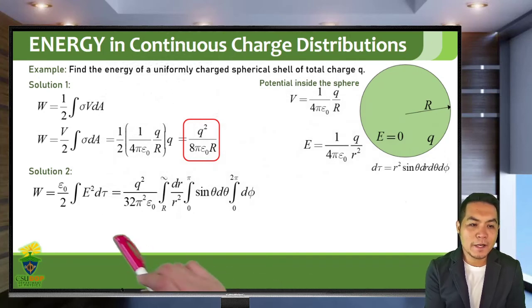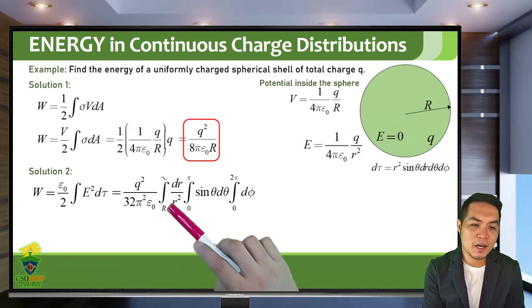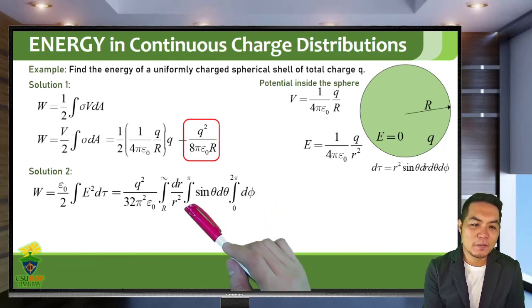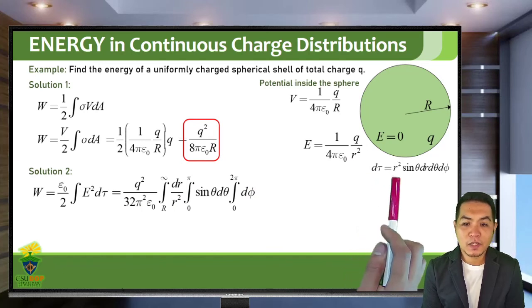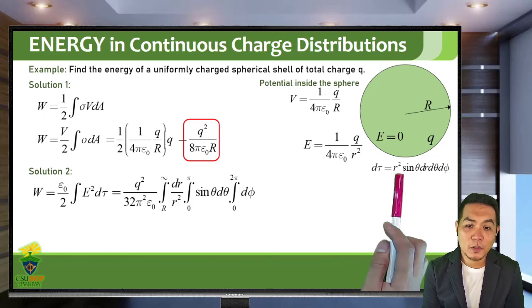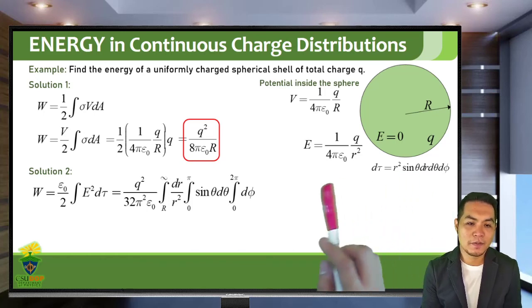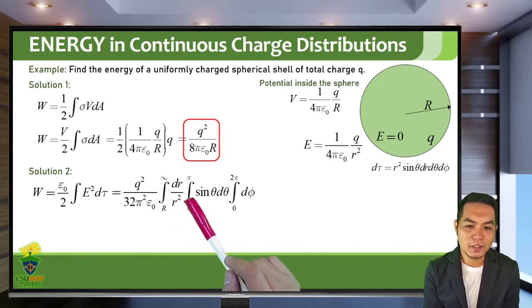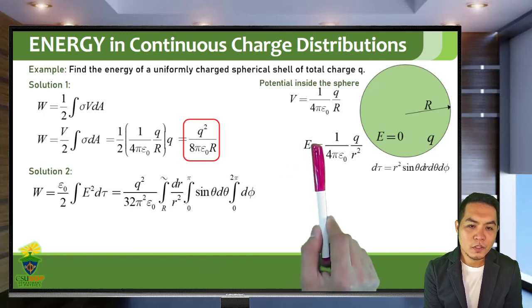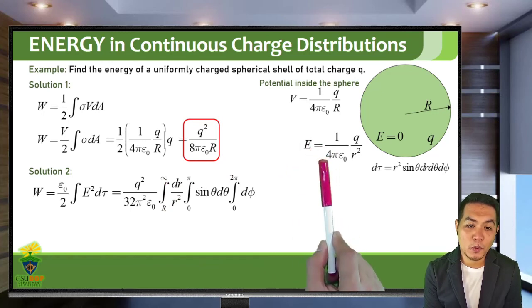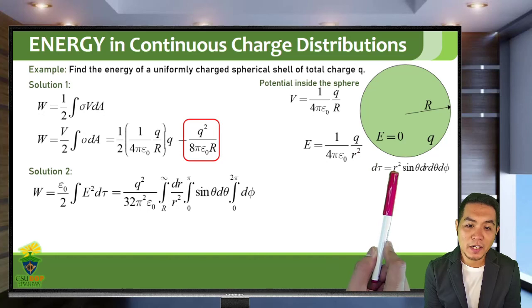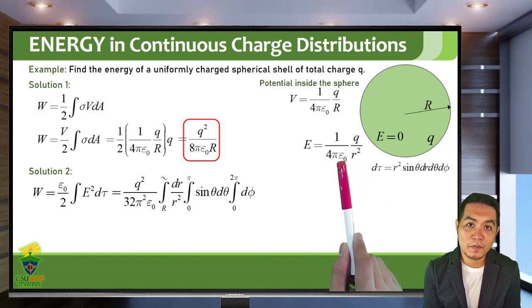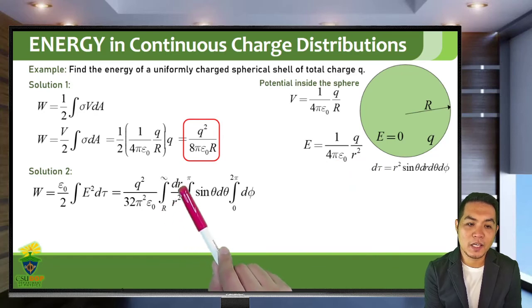Take note, this is a volume integral, so only the r component is from R to infinity, but theta is from 0 to pi, and phi is from 0 to 2 pi. The differential volume here is the differential volume in spherical coordinates, r squared sine theta dr d theta d phi. So you have a triple integral. For the r component, you square the field. The square of this is q squared over 4 squared pi squared epsilon naught squared r to the 4th. Since there's an r squared from the volume element and an r to the 4th from the squared field, you will have dr over r squared, and then sine theta d theta d phi.